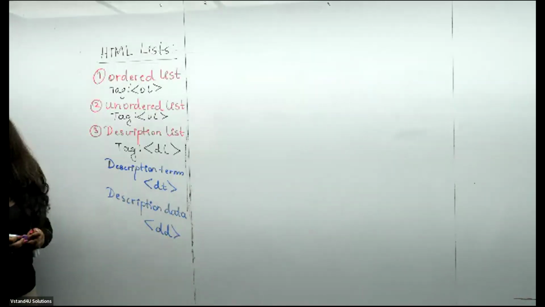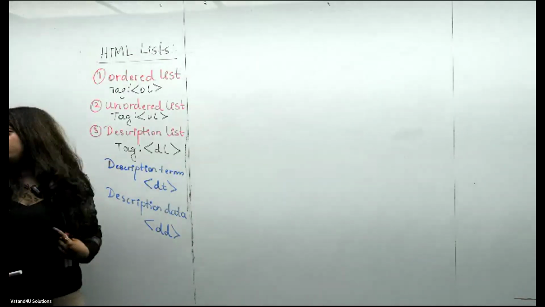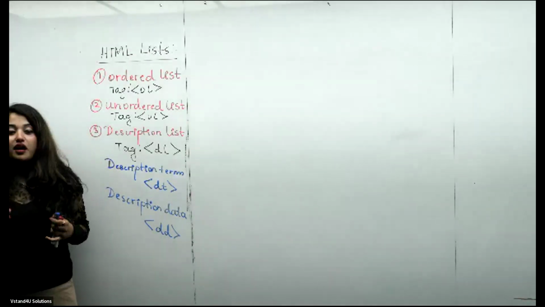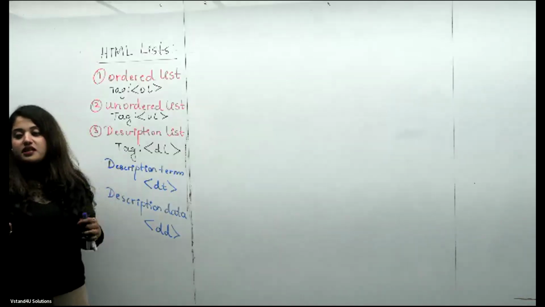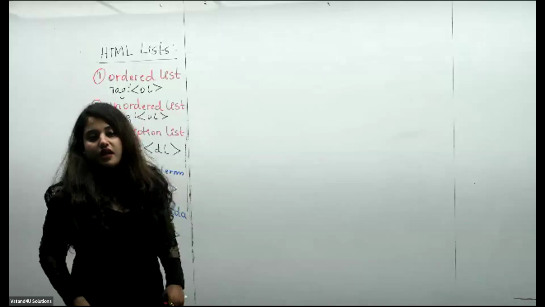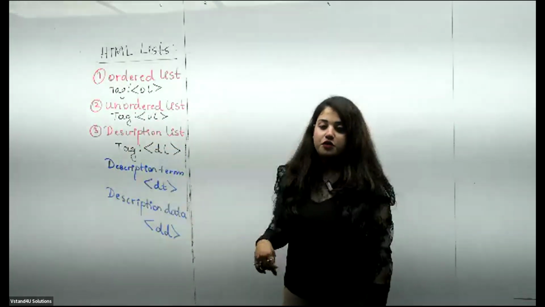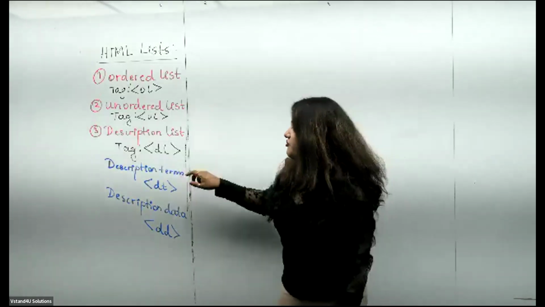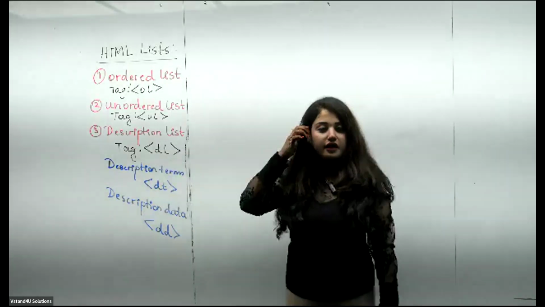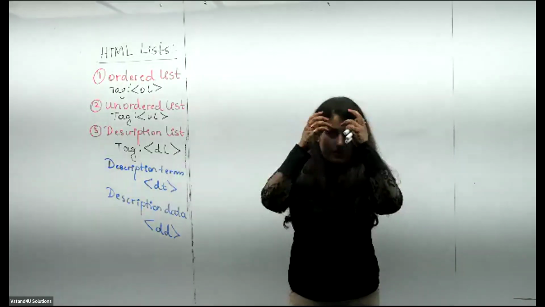Yes? Done? So what are the different types of HTML lists? That is ordered list, represented in the format of OL, your unordered list represented in the form of UL, and your description list represented in the tag format as DL. DL means description list. Okay.